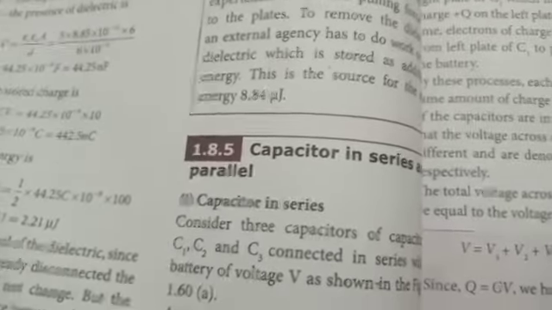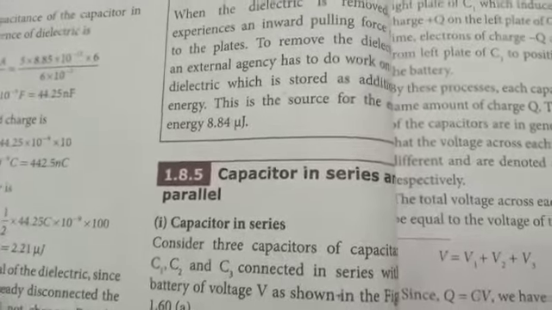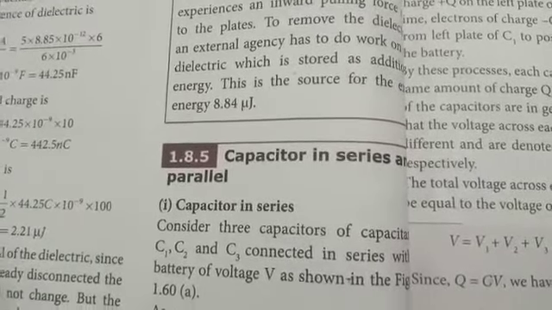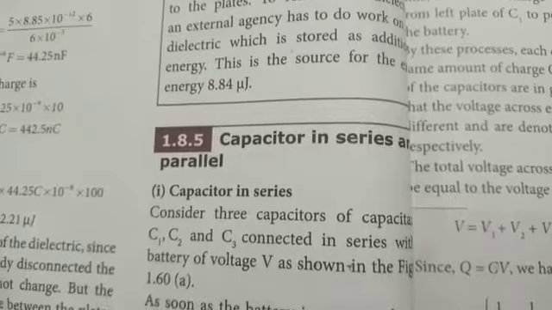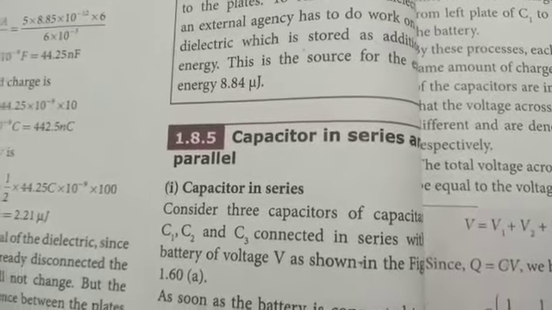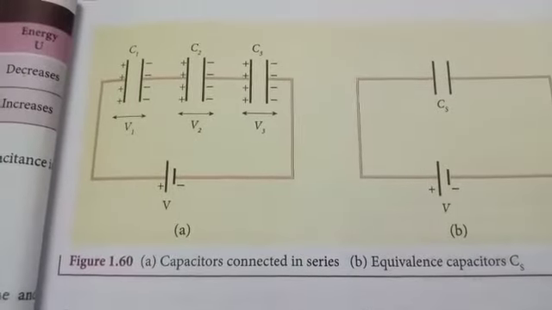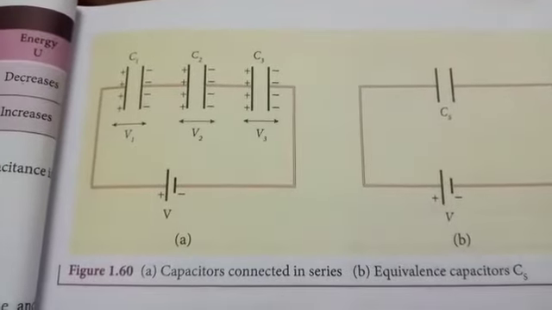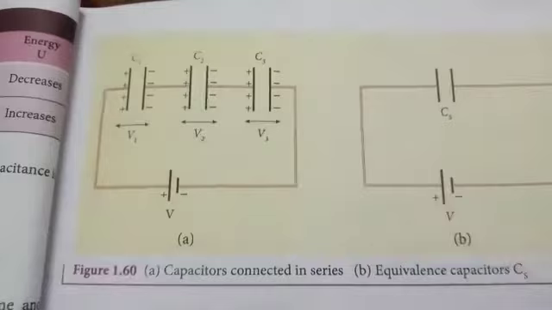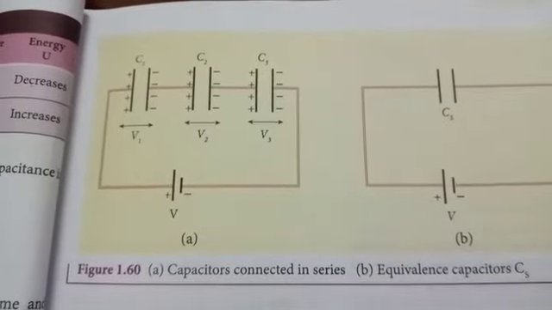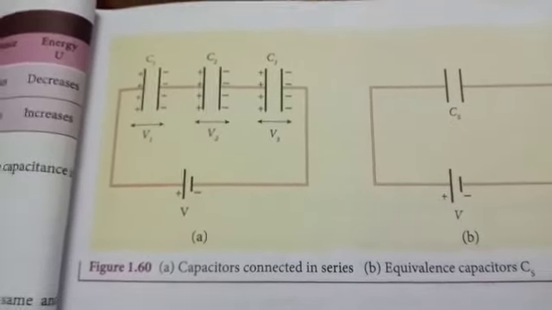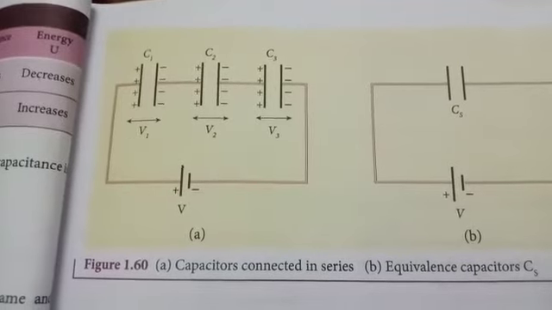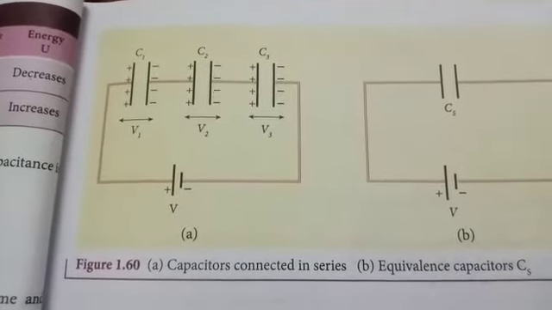Another important topic of the capacitor is the capacitor in series and parallel. This topic is also important. So, capacitor in series. Let us consider this picture. The capacitors C1, C2, C3 in series are connected to the battery, which supplies the voltage, that is potential difference V. It can be considered as CS, where CS means capacitance in series.